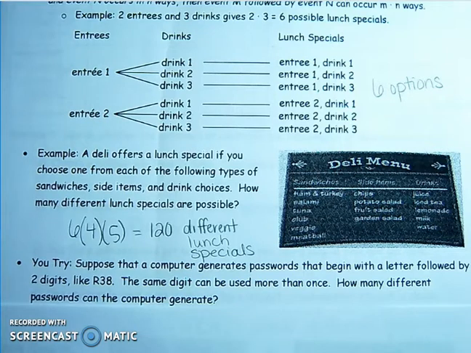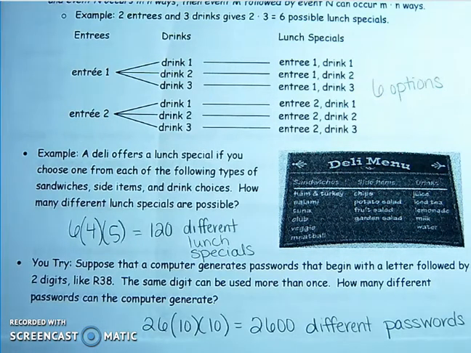It says, suppose a computer generates passwords that begin with a letter followed by 2 digits, like R38. The same digit can be used more than once, which is important. And how many different passwords can the computer generate? So there are 26 letters in the alphabet, and then 10 digits, 0 to 9 are 10 numbers. So then that would be 26 times 10 times 10, which is 2,600 different passwords.